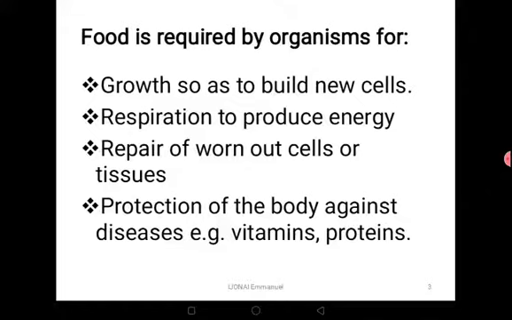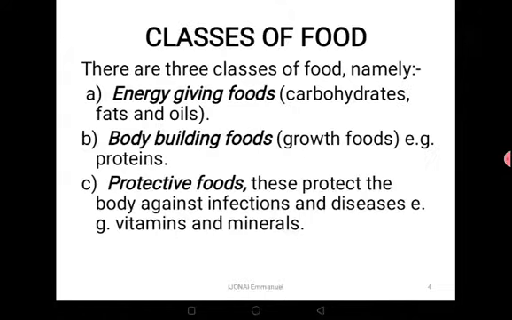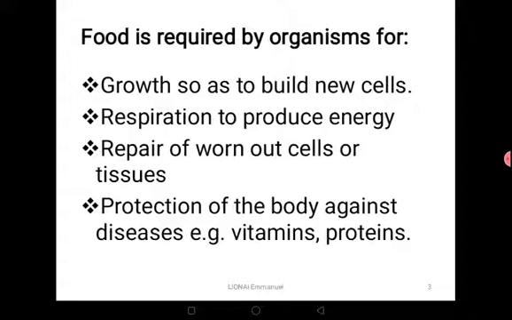The other one is protection of the body against disease. We know that there are some foods that we eat in order to boost the immunity of the body. We eat vegetables, we eat fruits, and so on. And in those sources, we get the vitamins and the other foods that are required for protecting the body against infections. So at least we now know the reasons why we require food in our bodies.